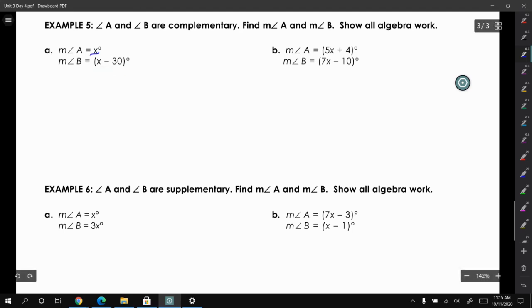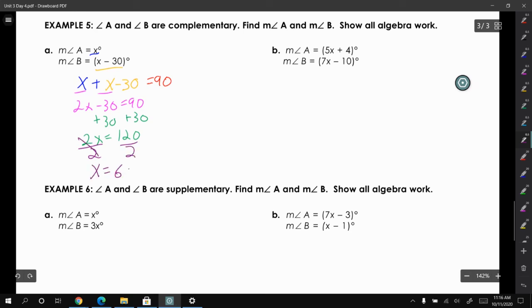So I'm going to take these two angles, x plus x minus 30, and that equals 90. So then you need to solve that. x plus x is 2x. So then we add 30 to both sides. We get 2x equals 120. And then we divide both sides by 2. x is equal to 60.